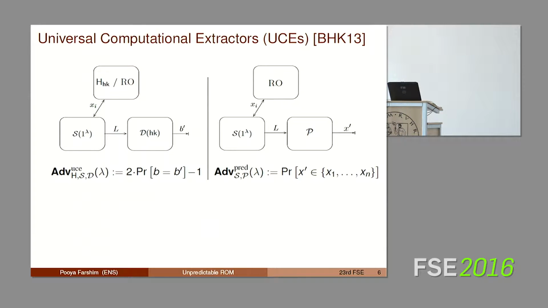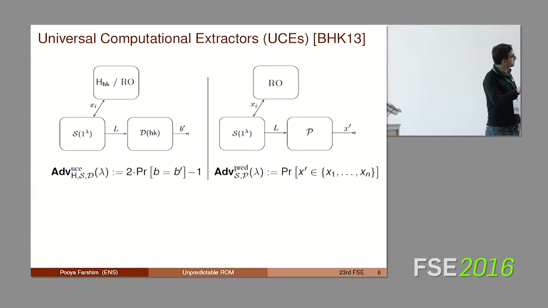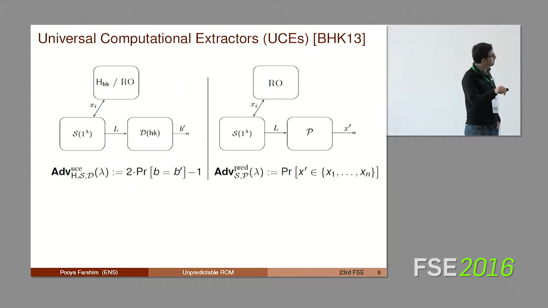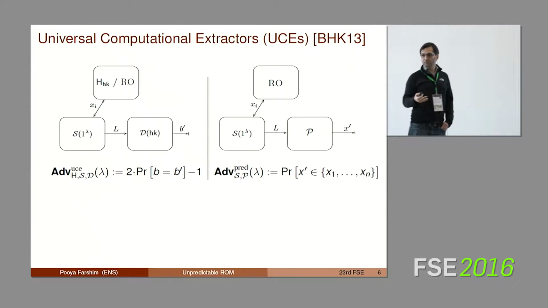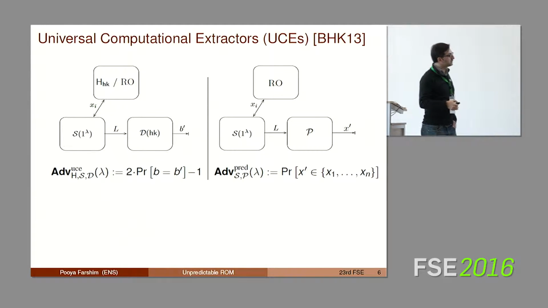And the way you do that is via this game over here. That is, you run the source S with the random oracle. At some point, the source outputs some leakage L. Then you feed this L to a predictor P. And the requirement is that no predictor should be able to output one of these X primes. So the predictor outputs X prime, such that this X prime is a member of this set of queries over here on input L. So that's basically how you go about defining unpredictability.